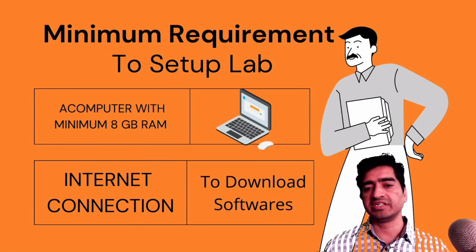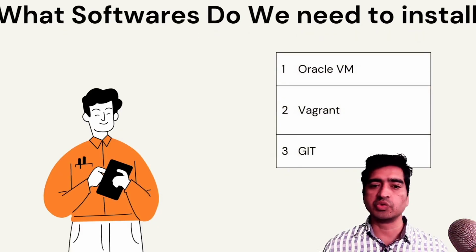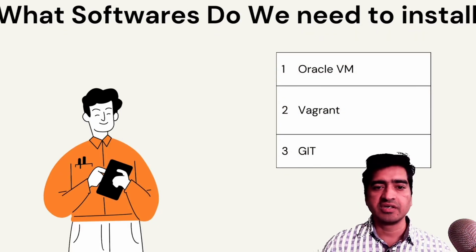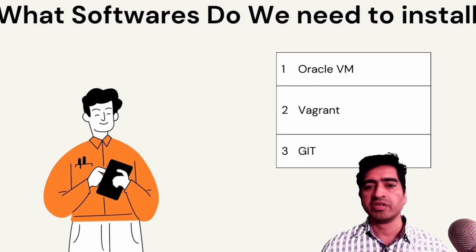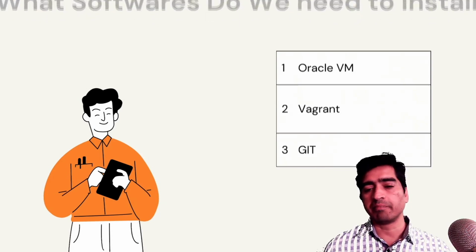We need this internet connection to download these three softwares: Oracle Virtual Machine, Vagrant and Git. The installation would be very simple and I'm going to walk you through step by step on this. This video is for Mac user.